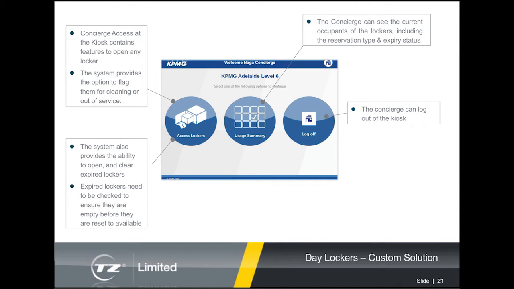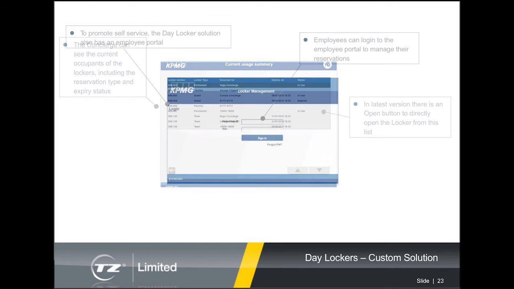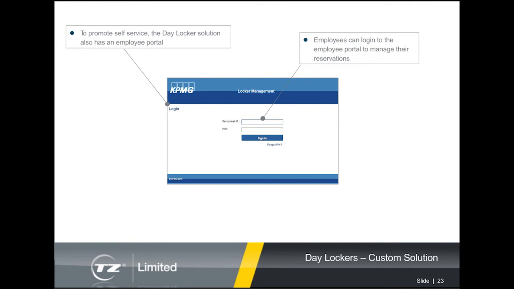The concierge can access different functions at the Locker Bank via the touchscreen. The concierge selects the Usage Summary button to reveal the next screen. The Usage Summary presents a grid view of the current tenants of the lockers in the Locker Bank. Not shown here is the ability to actually directly open that locker from this list. This list is really useful to identify all the expired lockers that need to be inspected, cleared, and then reset for future reservations. The employee portal is used to encourage self-service by employees.